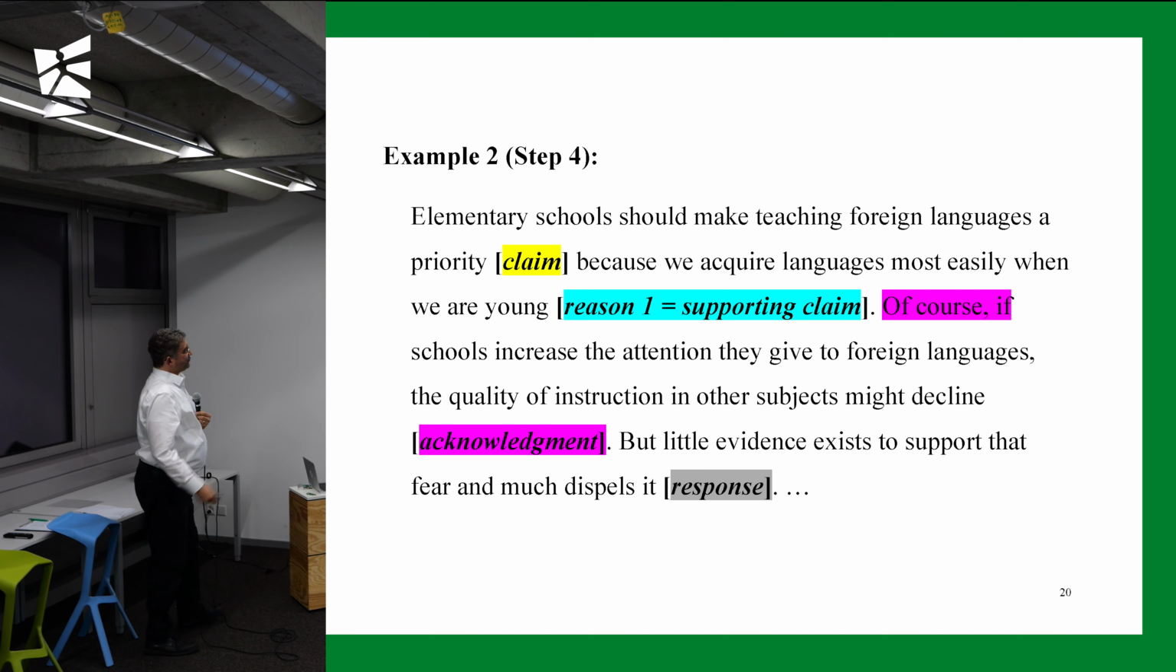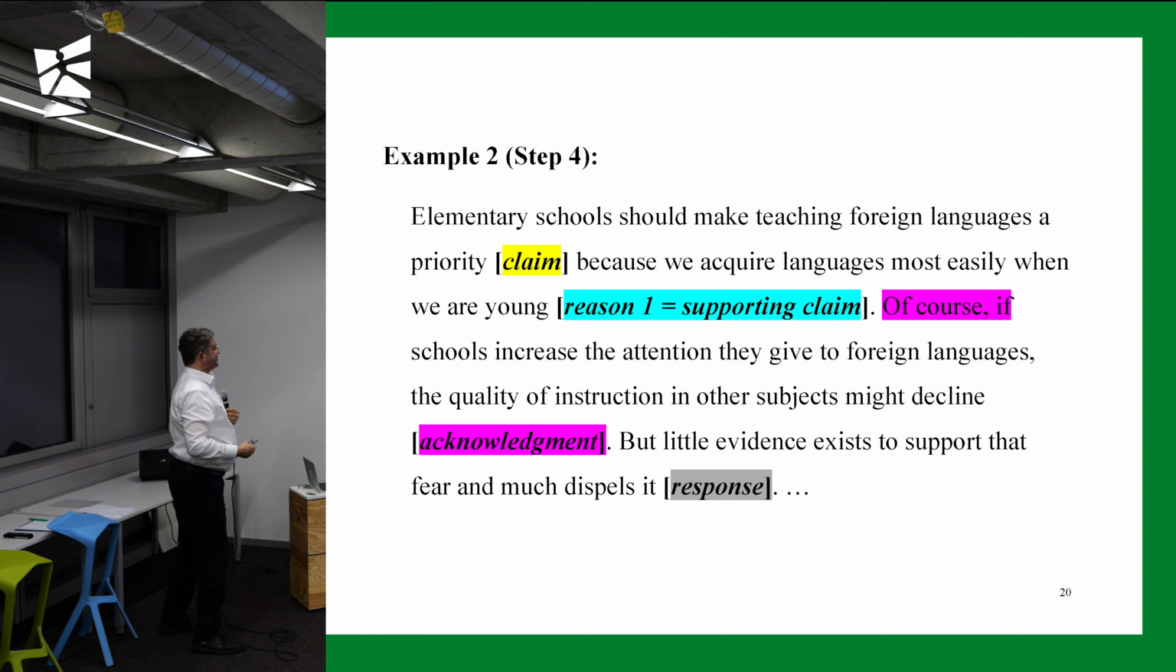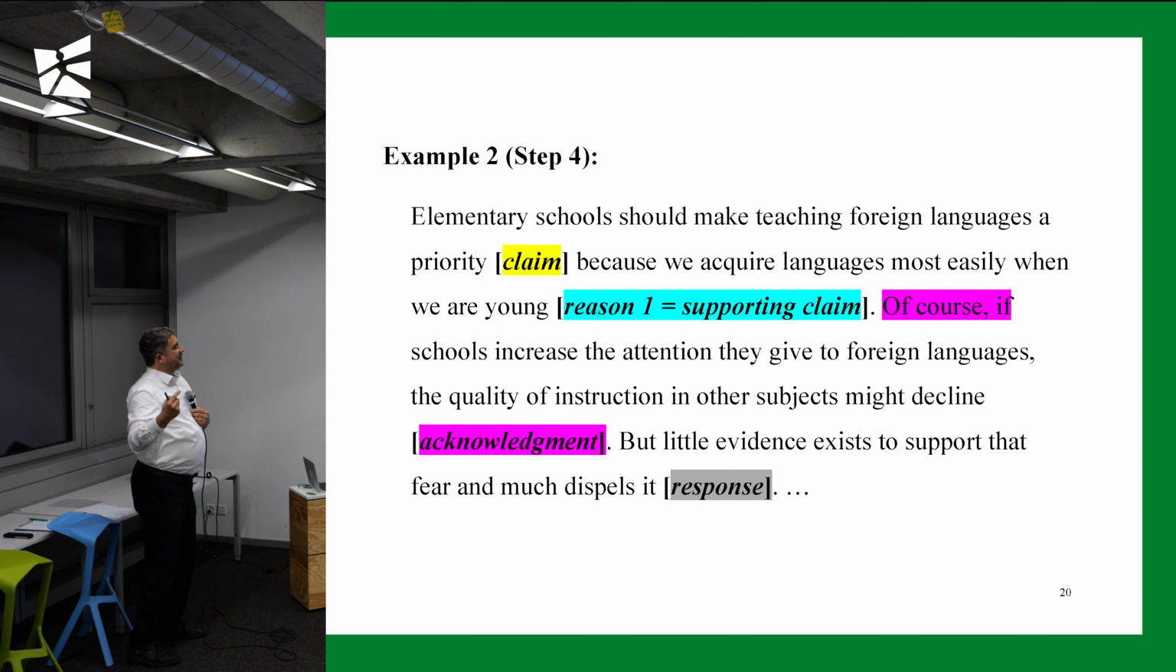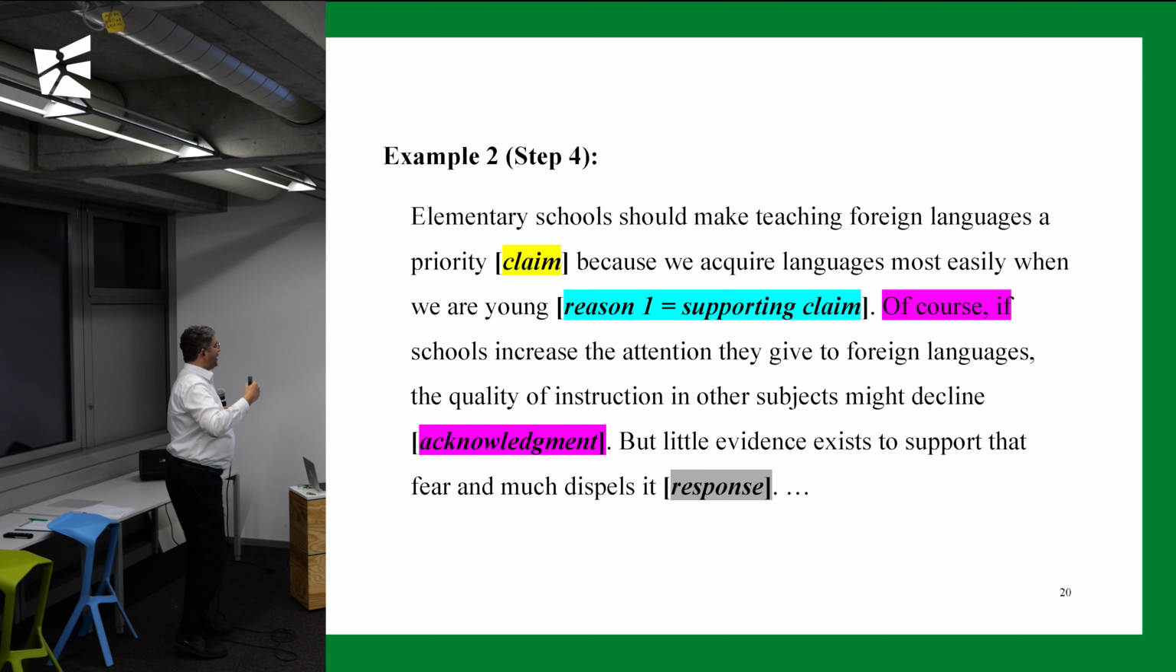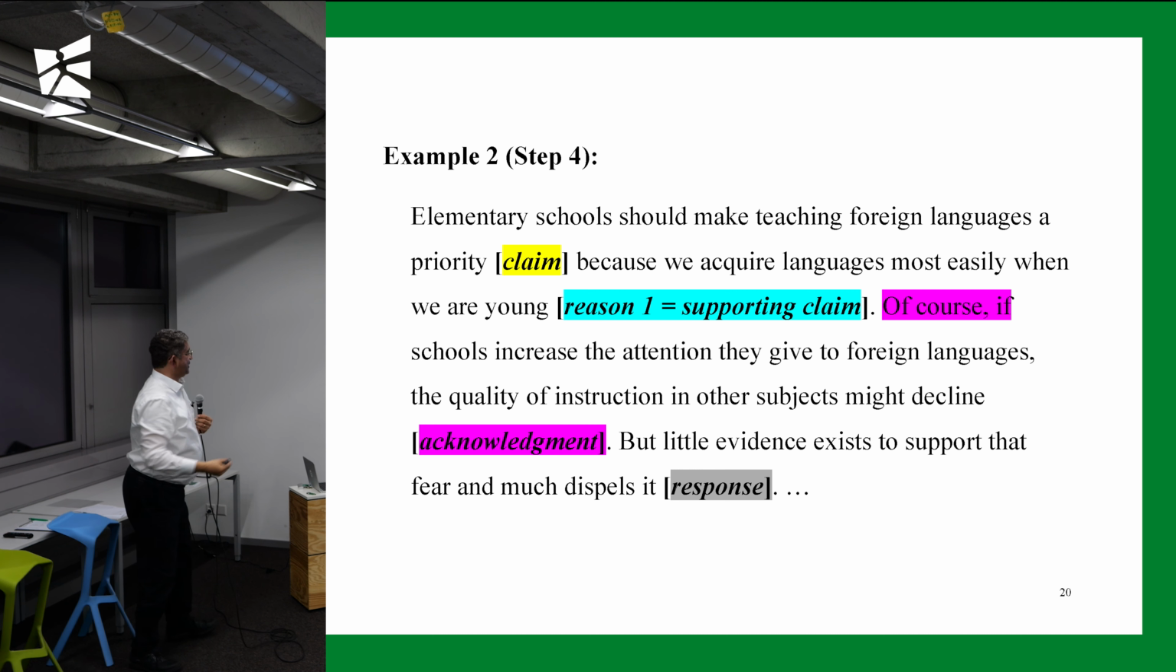So this could go like this. This is step 4 in my example. Same claim. I've now basically just taken one reason, and now, just for the sake of illustration, I've factored in an acknowledgement, because I anticipate a reader saying, well, what if we prioritise foreign languages, what about other subjects? What's going to happen to mathematics? What's going to happen to the natural sciences? So I write, of course, if schools increase the attention they give to foreign languages, the quality of instruction in other subjects might decline.